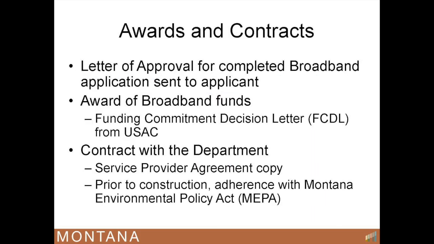How does the process work for us? Once we receive your application, we review it, we prioritize it, and you will receive a letter of approval for completing the broadband application. Awards of the broadband funds are contingent upon you receiving a funding commitment decision letter from USAC. Once you have that letter, there are two other pieces that we will need before we can enter into a contract with you, the school, district, or consortium: a copy of the service provider agreement, as well as the environmental assessment process. Those instructions and a checklist of that process are in our Broadband for Montana Schools Program Administration Manual. We will speak more to that when you are a successful applicant to the program.